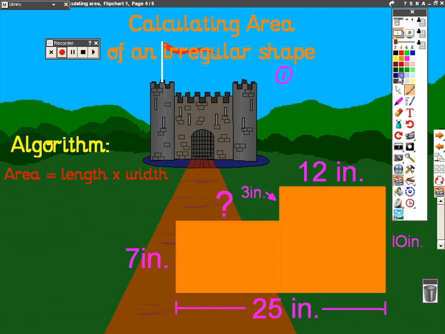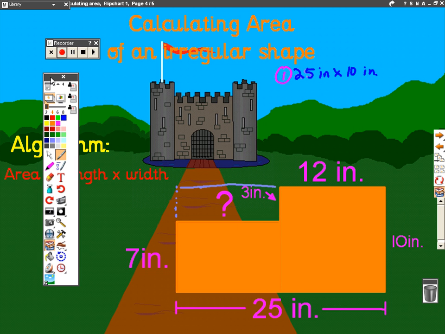So if I make this into a kind of makeshift rectangle, okay, I have a length of 25 inches. I've got a width of 10 inches. So I'm going to multiply 25 inches times 10 inches, and that gives me a total area of 250 square inches. 25 times 1 is 25, 1 zero gives me 250.